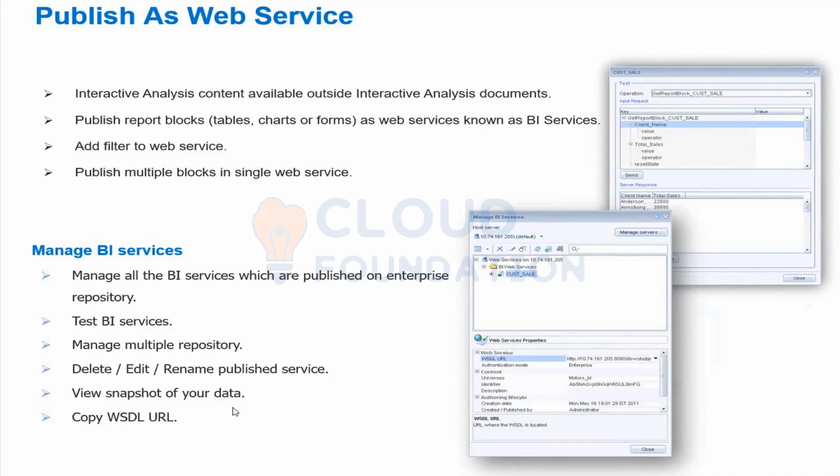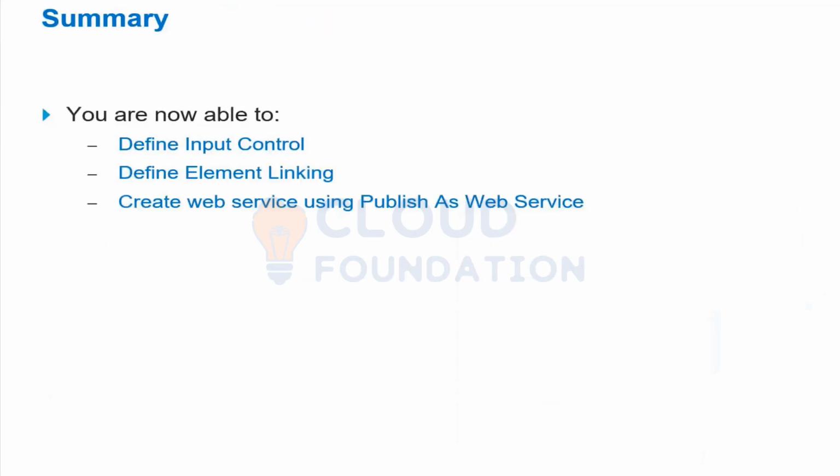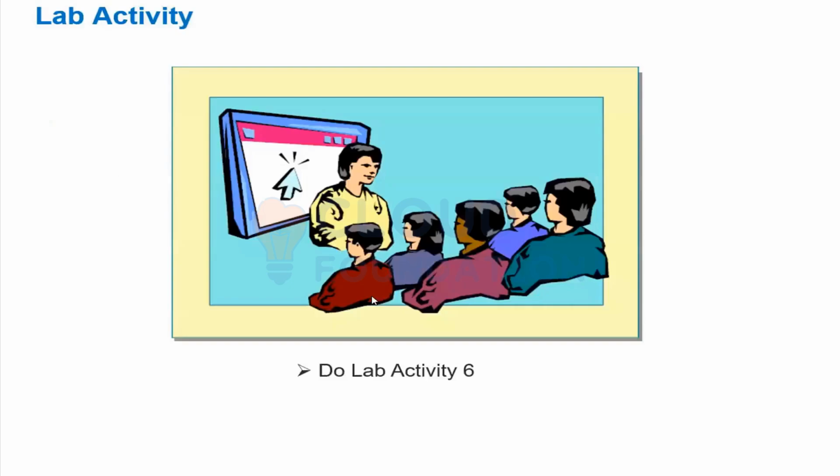We can use a snapshot of our data and copy that BIWS URL. The output of this block is stored in this URL, and we can consume this URL in some other tool, get the data and create some visualization. That is about input control, element linking, and creating a web service using the publisher's website.